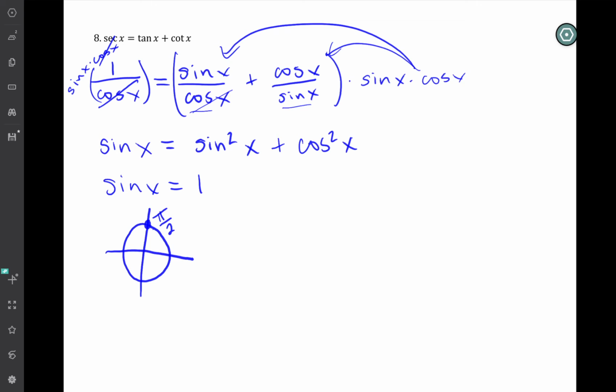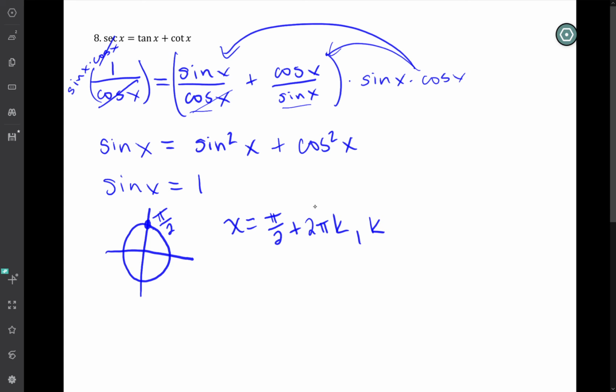So for all solutions, oh, and I didn't copy over direction, so I don't know if this is all solutions or just between 0 and 2 pi. If it's between 0 and 2 pi, you've got it. If it's all solutions, I would say x equals pi over 2 plus 2 pi k, where k is an integer. Okay. So that's that one.